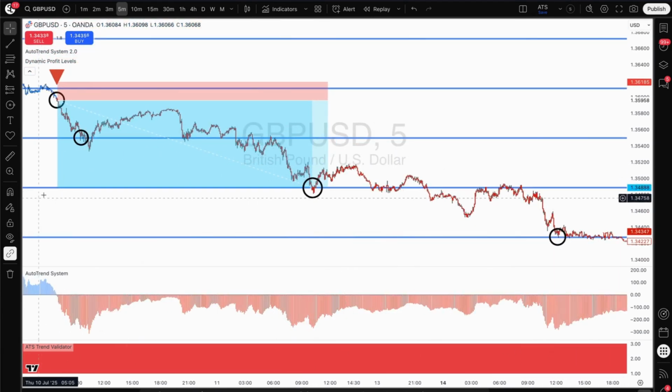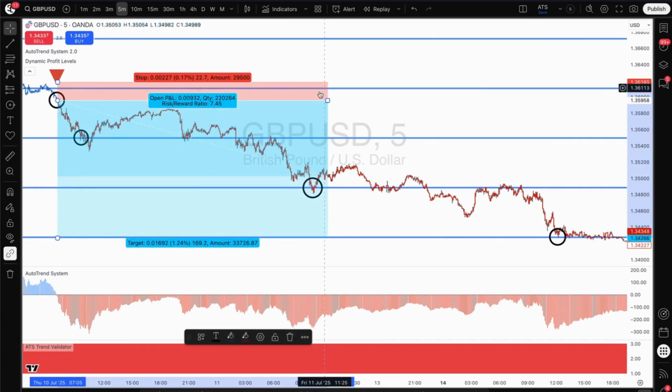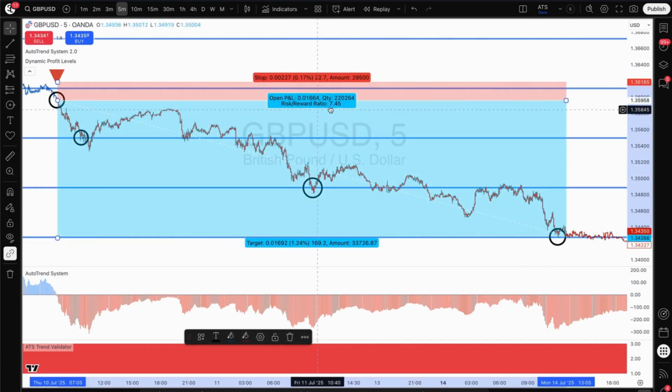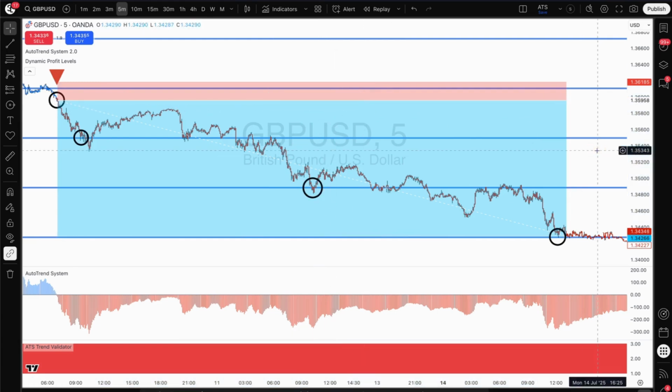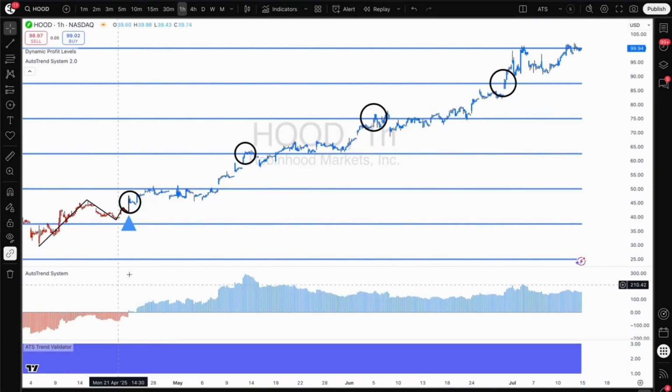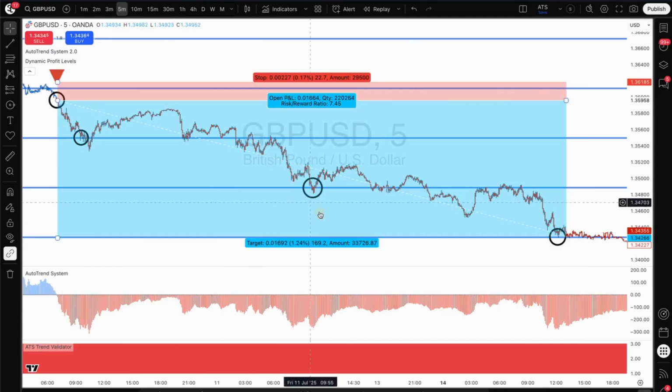Okay, so that's basically it. That was a risk-reward ratio of 7.45. So risking, let's say, 1 to make 7, right? And that was basically it, right? You can see how it's the exact opposite of a long trade. A long trade, obviously, we want everything to be blue, okay? And then for the short trade, we want everything to be red.